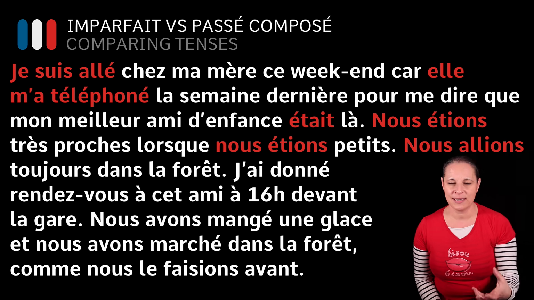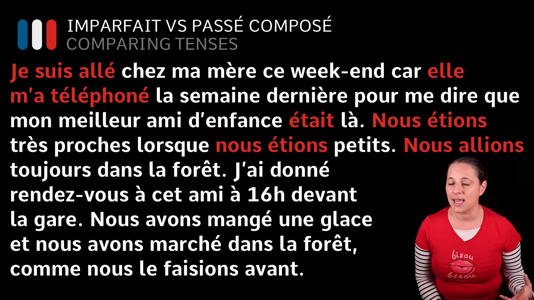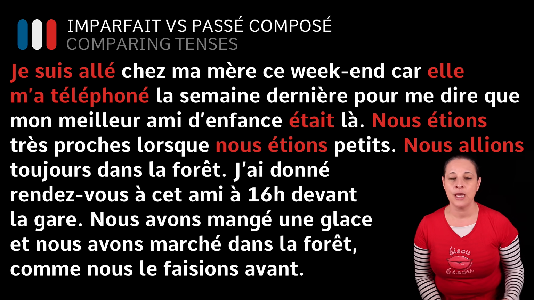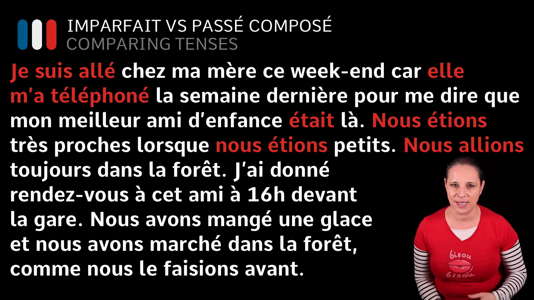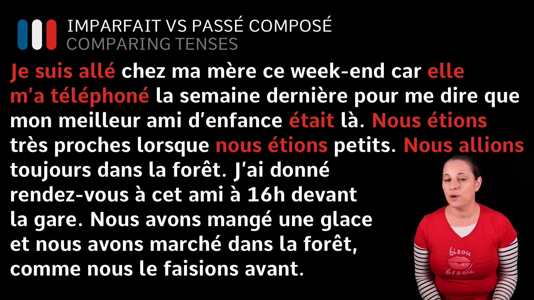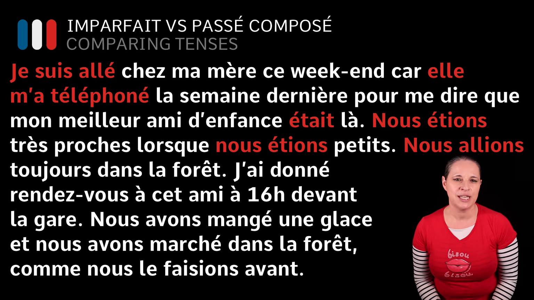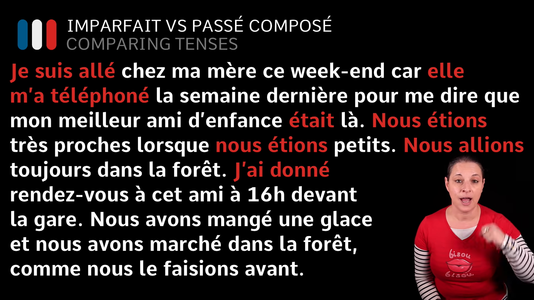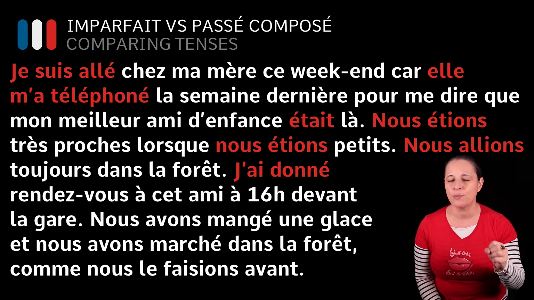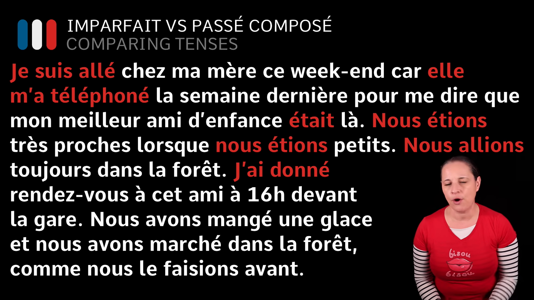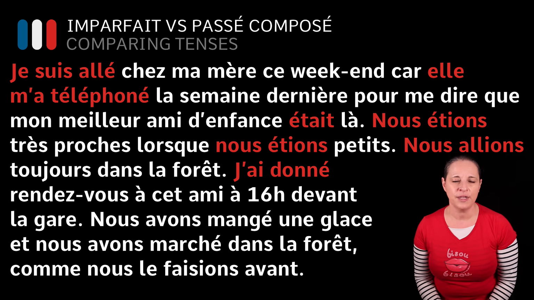Now, all these imperfect tenses represent an action that took place as a habit that they used to do, okay? So they used to go to the forest all the time, okay, when they were little. J'ai donné, that's a passé composé, I gave. So that's an action that took place in the past and is gone, done, over with. J'ai donné rendez-vous à cet ami à 16 heures devant la gare.